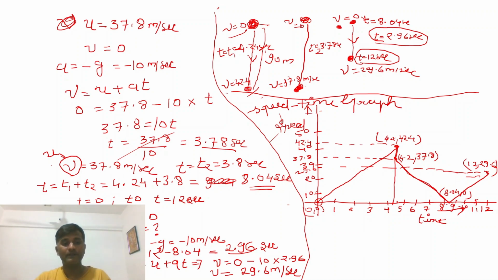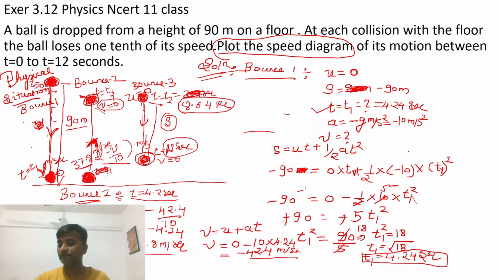Are you able to understand? I'll just repeat it again. So what is happening here is we have a situation. What situation do we have? The situation is this ball is being dropped from 90 meters. Then what will happen? It will bounce. With each bounce, the velocity is reduced by 1/10. They are asking us to plot the speed time graph from time t equal to 0 to t equal to 12 seconds.